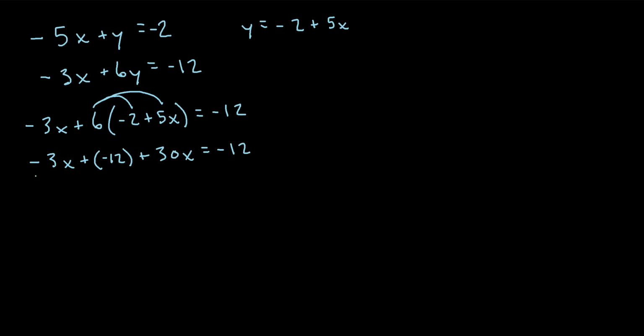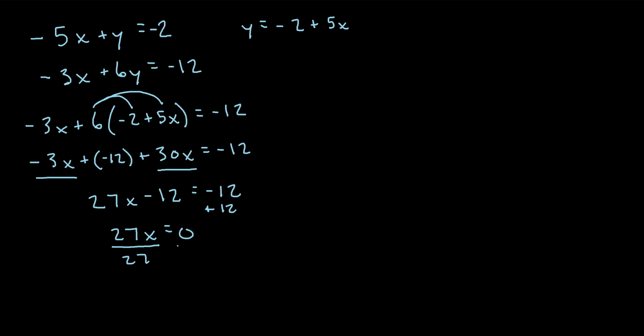So if we combine like terms, we have a negative 3x and a positive 30x. Negative 3 plus 30, that's 27x. And then we have a negative 12 right here, so minus 12 is equal to negative 12. Now if we add a 12 to each side, we'll get 27x is equal to negative 12 plus 12, that's 0. So if we divide by 27 to get x all by itself, 0 divided by 27, that's just 0. So x is equal to 0.